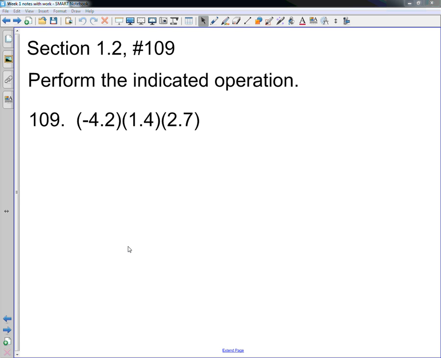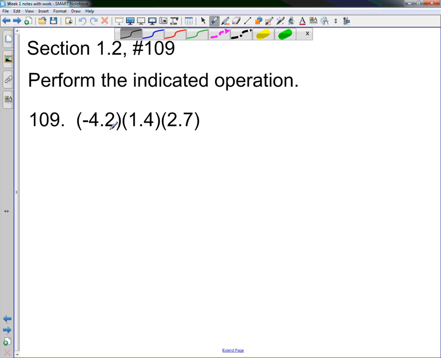We're starting in section 1.2 on number 109. It says perform the indicated operation. So we are multiplying decimals here. Remember when parentheses are next to each other like we have, it's multiplication. So I'm going to go ahead and just work through them one at a time, one grouping at a time.